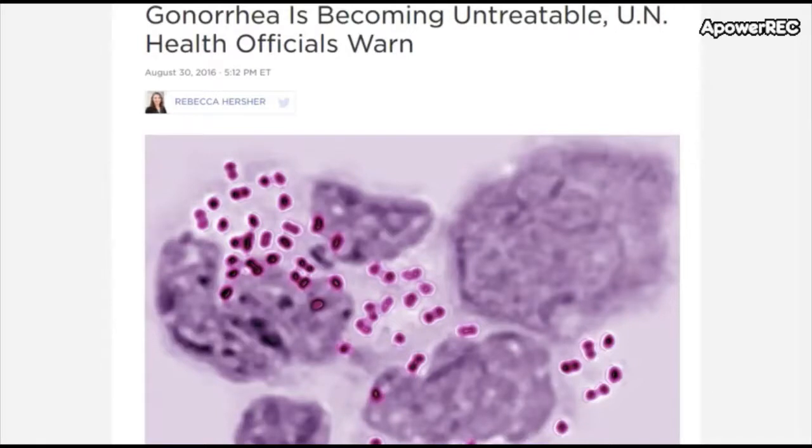It is also very tricky to treat because it is gram-negative. There are fewer options for antibiotics, and antibiotic resistance is becoming more prevalent.